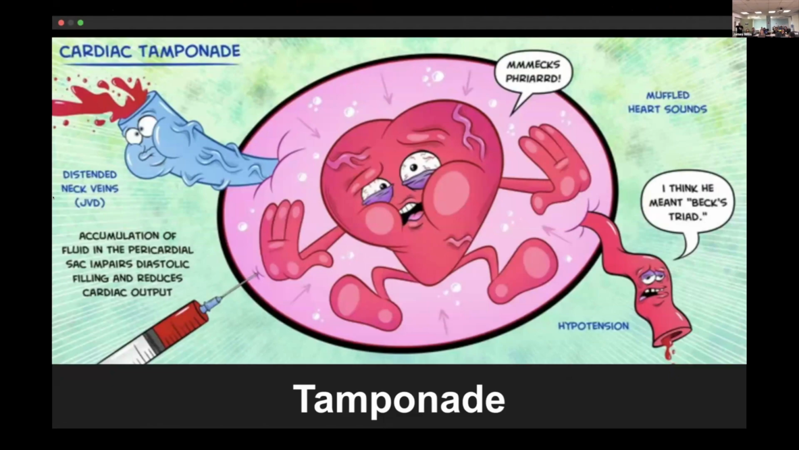We're going to talk about tamponade real quick before we get into the ultrasound. All the clinical signs that you learned in medical school about Beck's triad, that's peri-arrest, peri-mortem. So with ultrasound, we're trying to find the signs of tamponade before the patient gets critical so we can intervene appropriately.